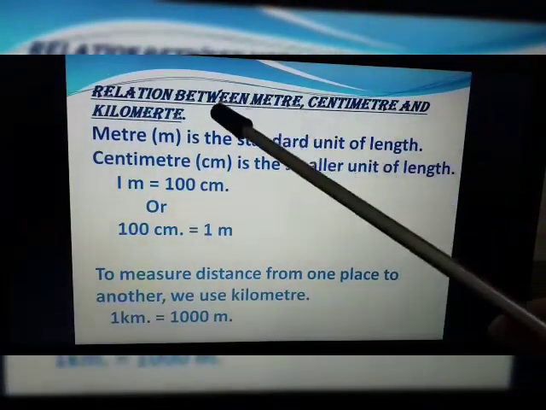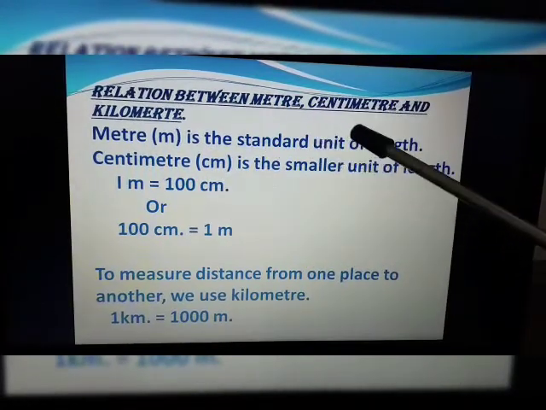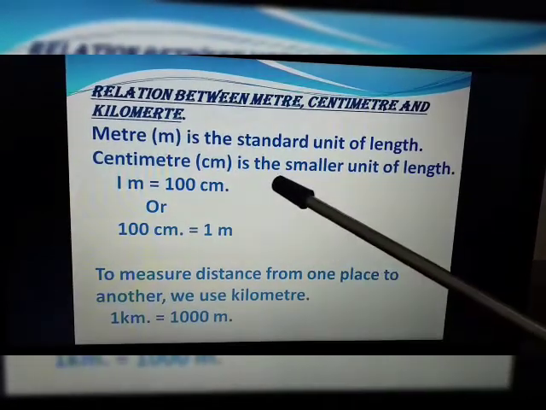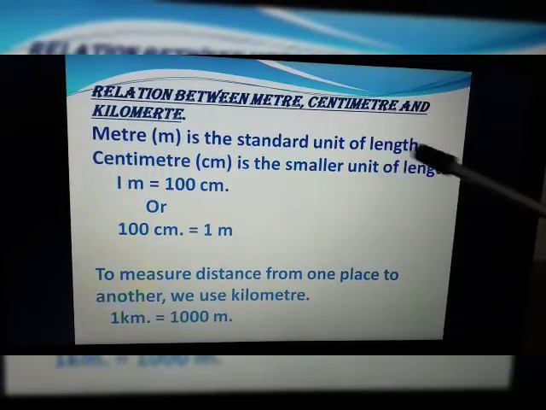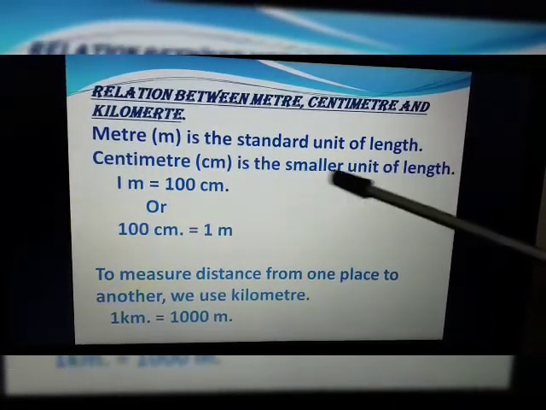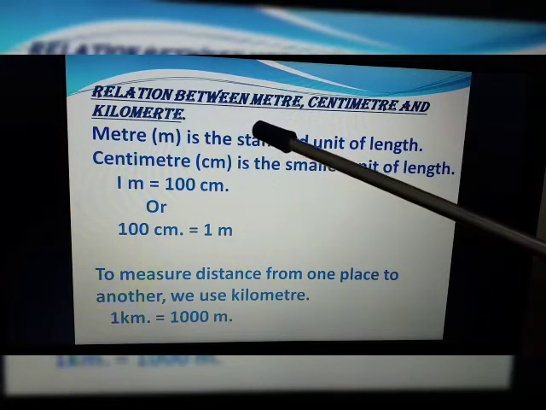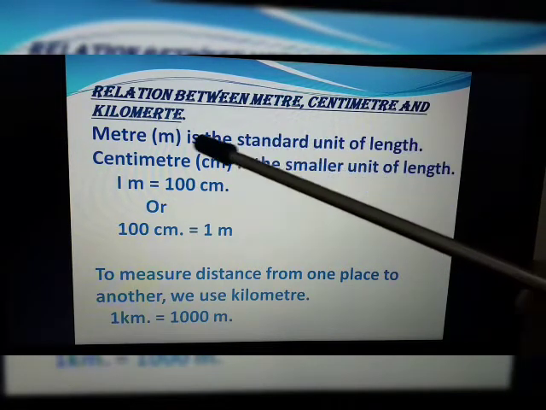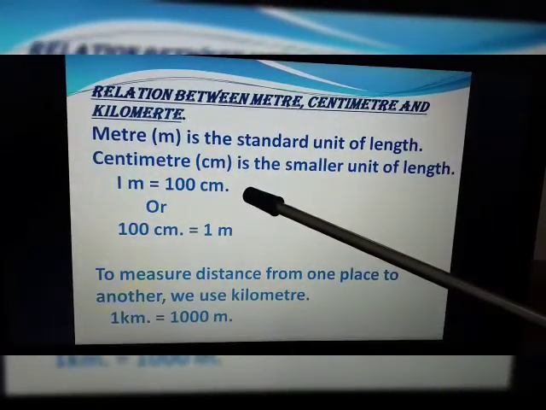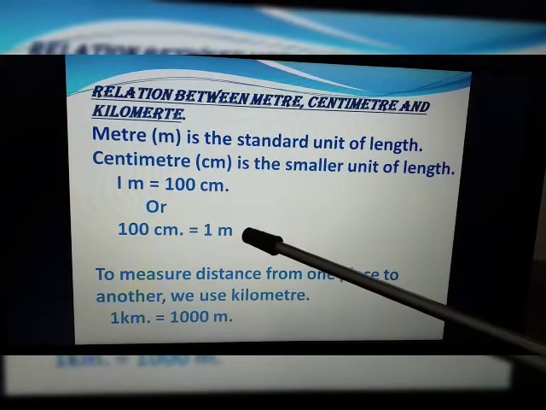Now, relationship between meter, centimeter and kilometer. Meter is the standard unit of length and it is denoted as m. And centimeter is the smaller unit of length and it is denoted as cm. That means to measure smaller objects we use centimeter, and to measure bigger or longer object we use meter. Okay, and 1 meter is equal to 100 centimeter, or we can say 100 centimeter is equal to 1 meter.